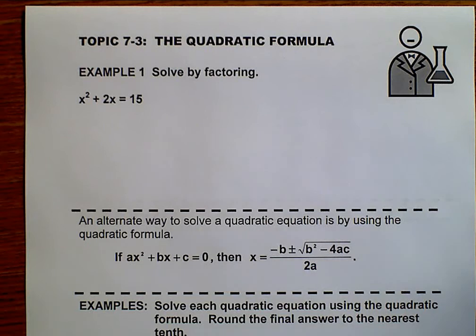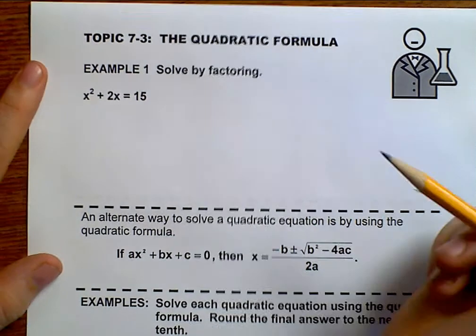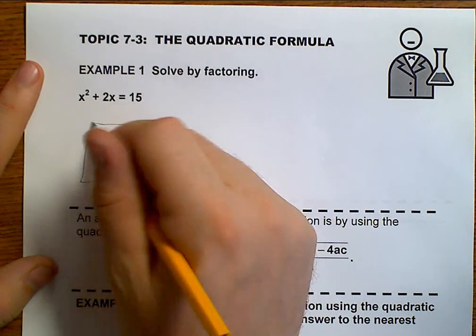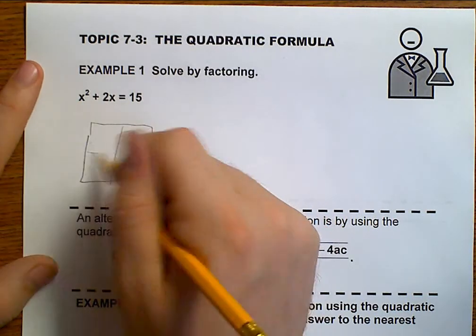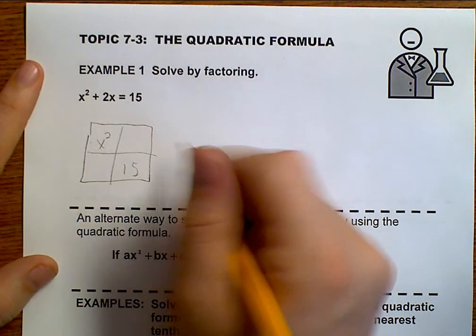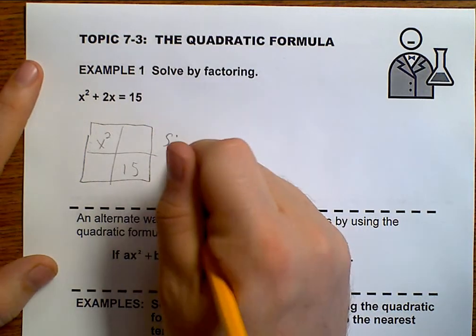So before we get into what the quadratic formula is, let's go ahead and just review. We want to solve this by factoring. So go ahead and break down to the box method, where we have x squared and 15. Then we have our sum and our product.